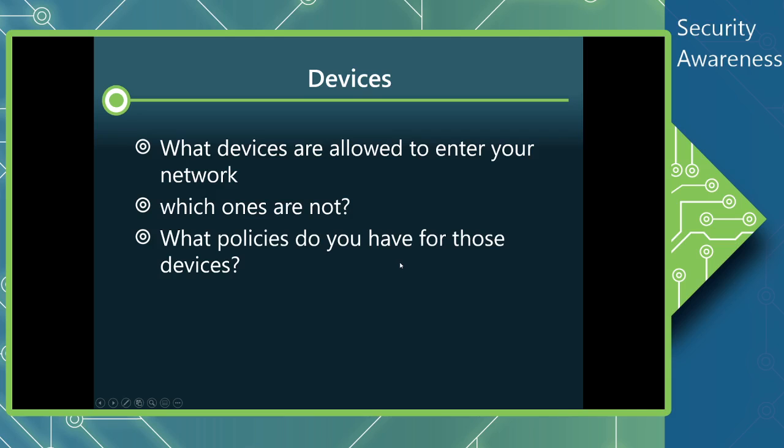Other things that you can do to secure your environment is looking at what types of devices are allowed to enter your network. So, are you doing BYOD, bring your own devices? That does open up a lot of potential security holes. So, you need to look at which ones are going to be allowed, which ones are not. And you should have policies for the ones that you do have.